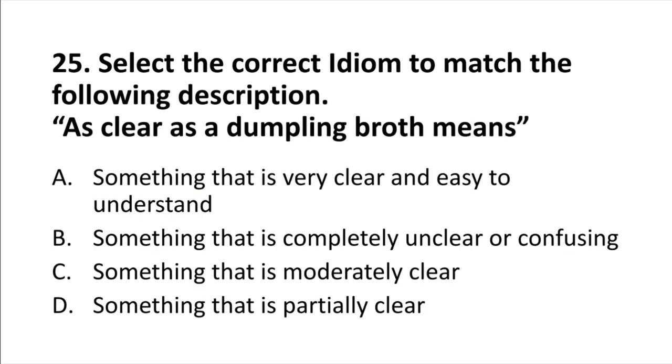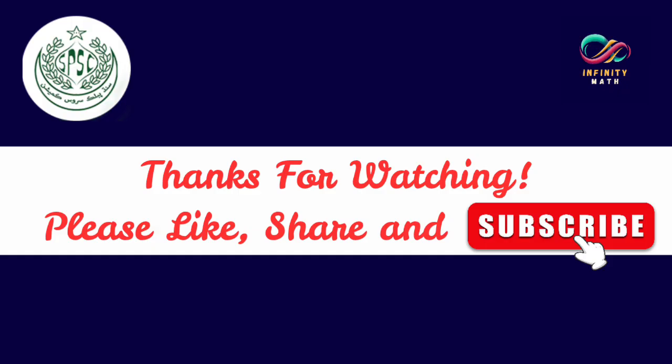MCQ number 25. Select the correct idiom. Again, an idiom is here. As clear as dumpling broth means option A, something that is very clear and easy to understand. Option B, something that is completely unclear and confusing. Option C, something that is moderately clear. Option D, something that is partially clear. And the correct one is option B.